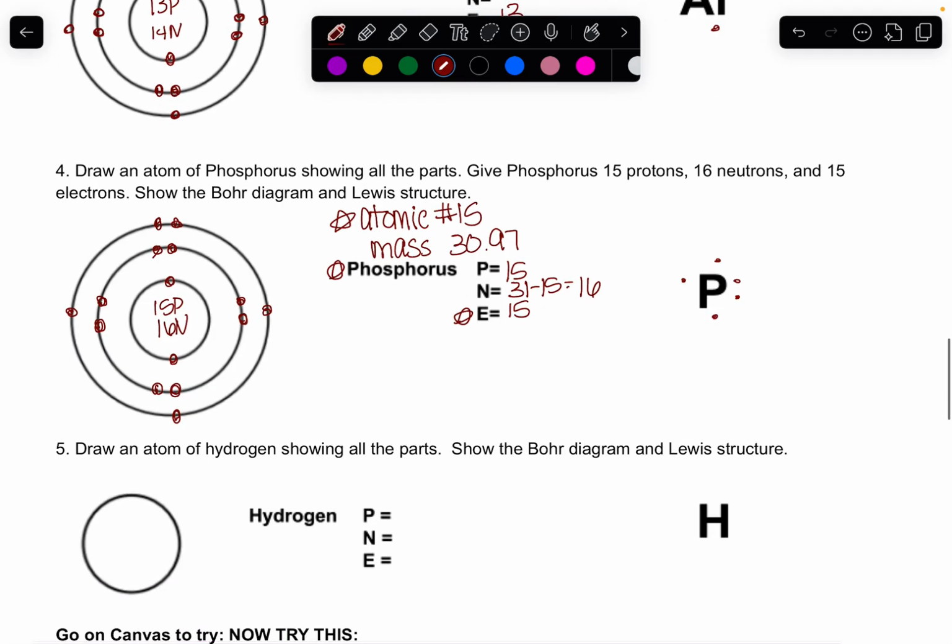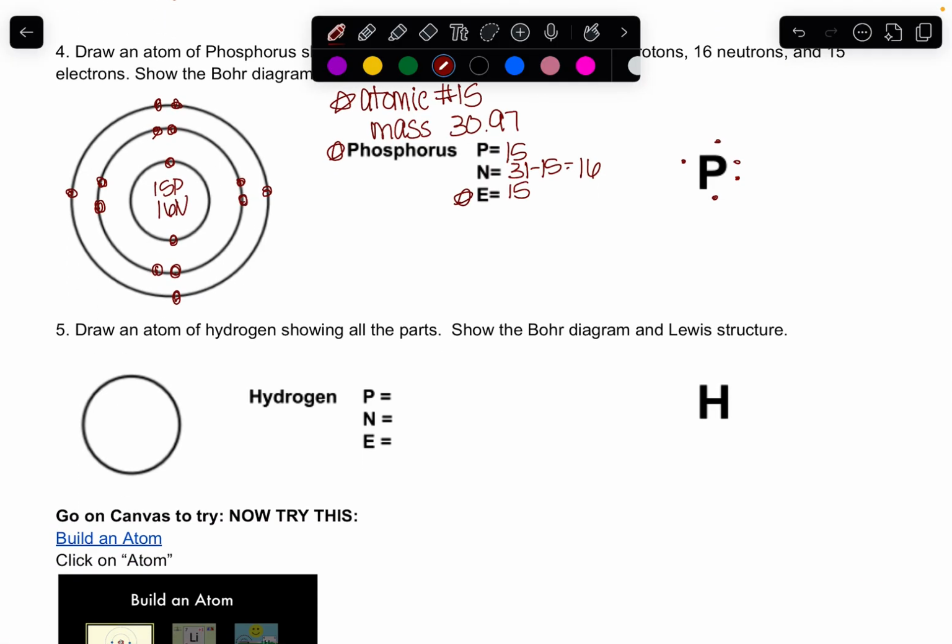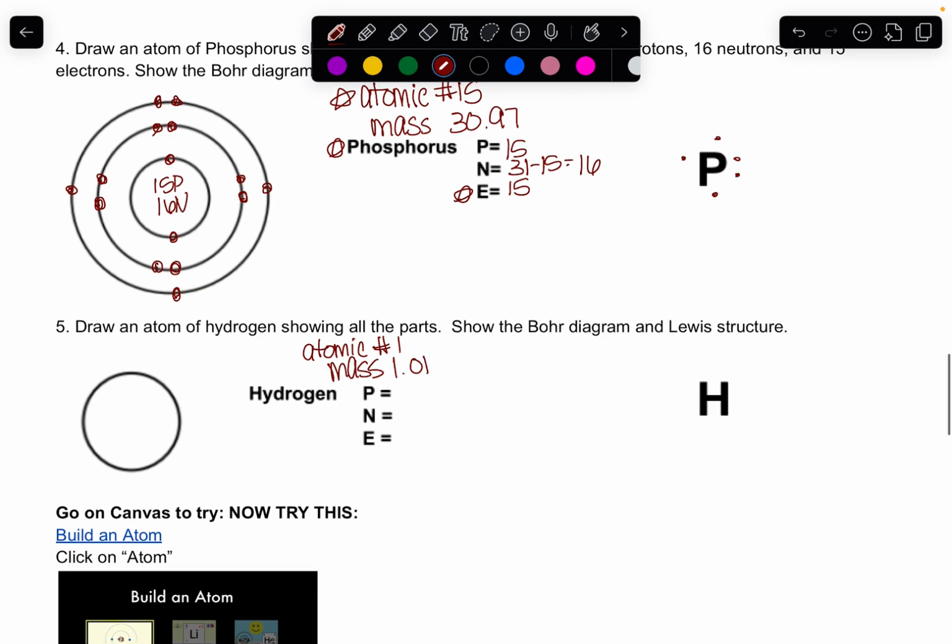And last but not least, my hydrogen atom. A hydrogen has an atomic number of 1, and it has a mass on our chart of 1.01. Atomic number of 1 means my protons are 1 and my electrons are 1. My mass rounds down to 1. Minus 1 proton means that I don't have any neutrons in my hydrogen atom.